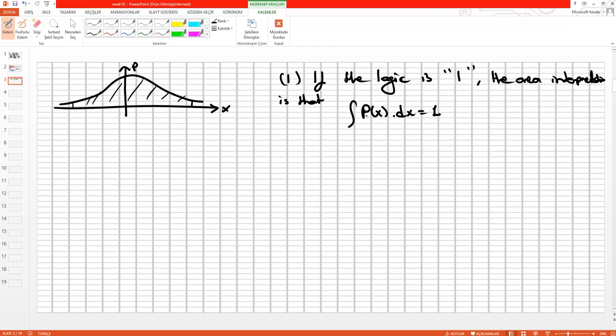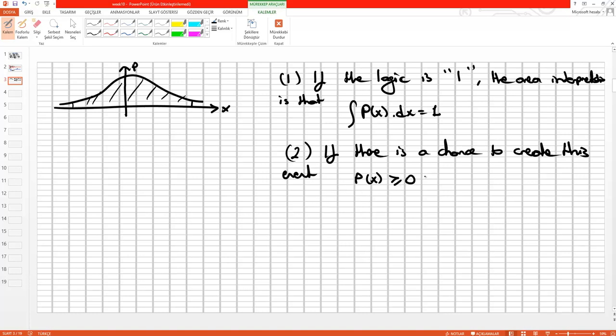Okay? And so, if this is the case, then we should say that if there is a chance to create this event, we must say that P(x) at any x value must be greater than or equal to 0, for x from minus infinity to infinity. Okay? This must be provided. The integration of dx. Or for example, this value 0.1.